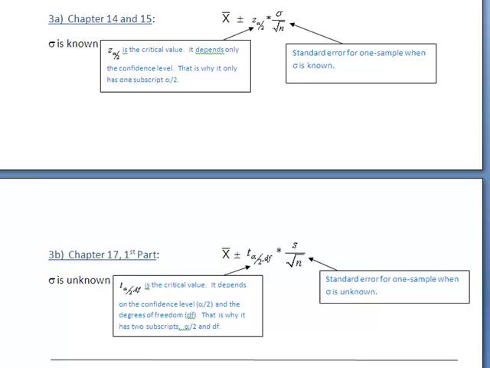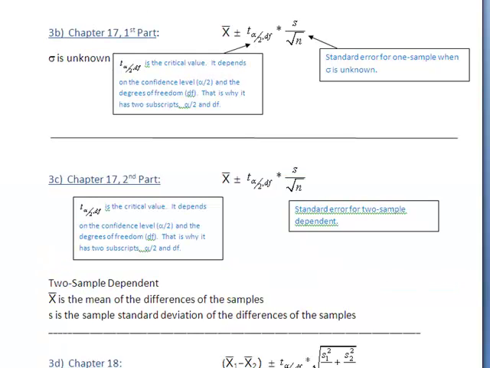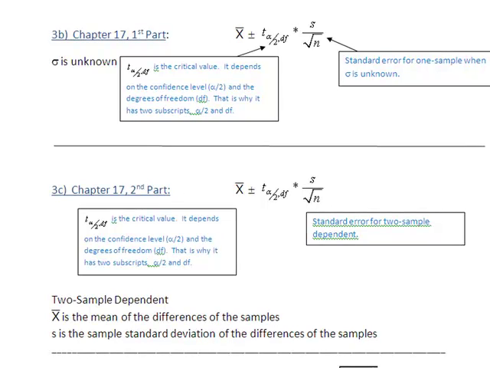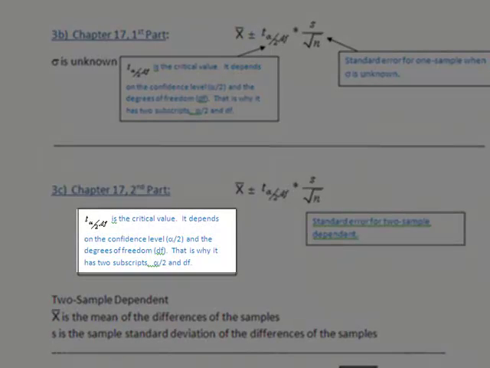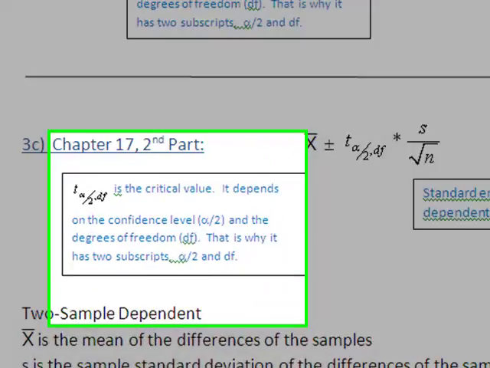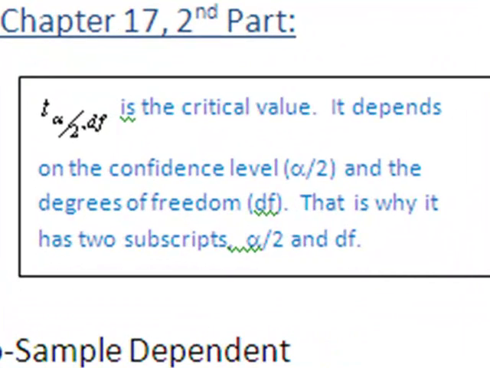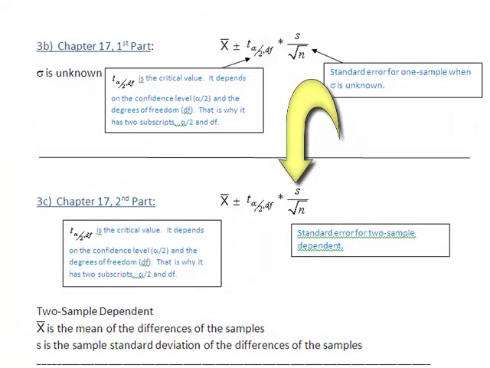Now that was the first part of Chapter 17 when we were dealing with a one sample problem. At the end of 17, we started looking at 2 sample problems, and we talked about the 2 sample problems where the samples were dependent. In the 2 sample problem where we have dependent samples, the way we made our confidence interval is x bar plus or minus the critical value, t alpha over 2 with degrees of freedom. In other words, we need to know both the confidence level and the degrees of freedom to get our critical value, times the standard error, which was s over the square root of n.